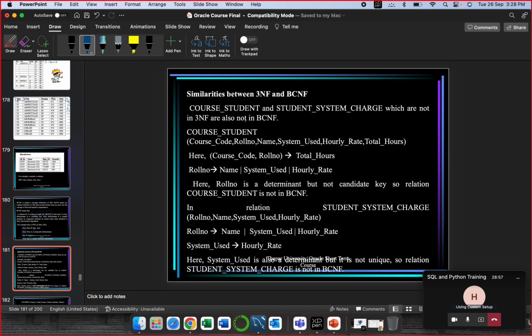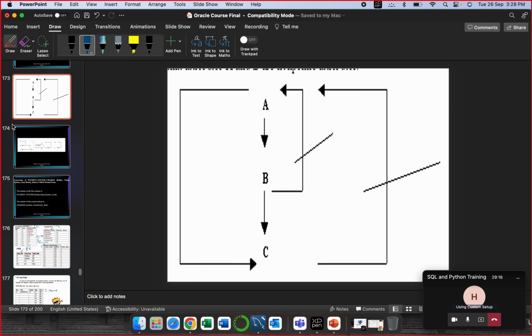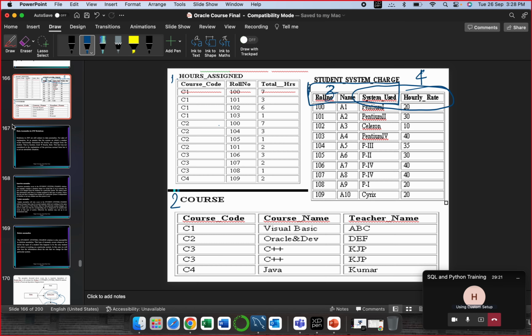again, coming back to our case where we have the course student system charge relation, which is not in 3NF and is also not in Boyce-Codd normal form. The course student relation has course code, roll number, name, system used, hourly rate, and total hours. It's coming back to the original table that we had earlier, before the third normal form.